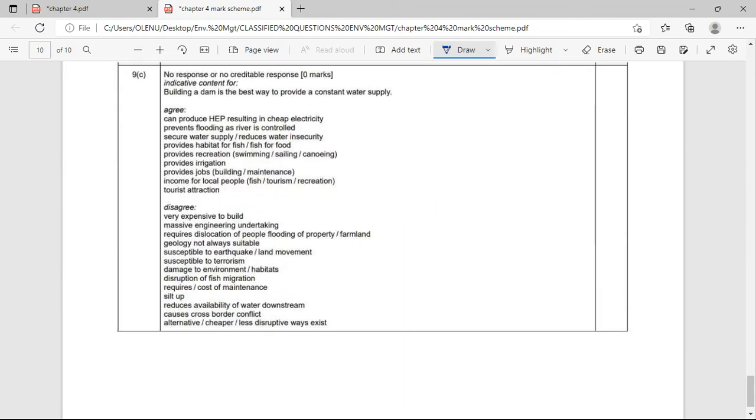Here you either agree or disagree with the dam. When you agree, you put the advantages of a dam. If you disagree, you look at the disadvantages of a dam. But you should not just say you disagree. No, you should look at it from two aspects. You should agree, and you should be able to construct it by putting some of the disadvantages of a dam also. So you see, for agree, one is you can use a dam to produce HEP.